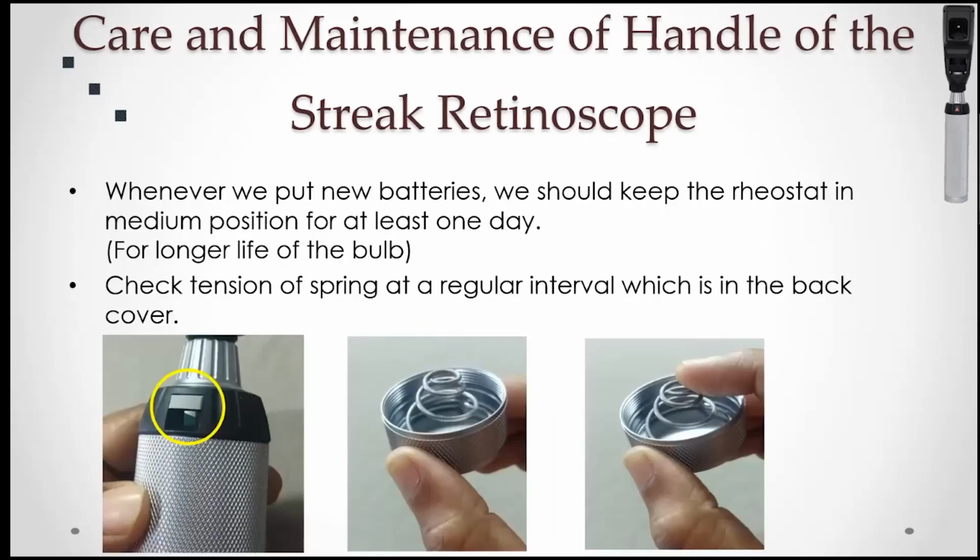For the handle, whenever we put in new batteries, we should keep the rheostat in the medium position for at least 1 day. Since we are using two 1.5 volt batteries in series, we can get more than 3 volts. New batteries always give more than 1.5 volts, so we can get more than 3 volts, which is more than enough for the 2.5 volt bulb. To ensure longer bulb life, we should keep the rheostat in the medium position for at least 1 day. And then we need to check the tension of the spring at regular intervals, which is at the back side of the cover in the handle.